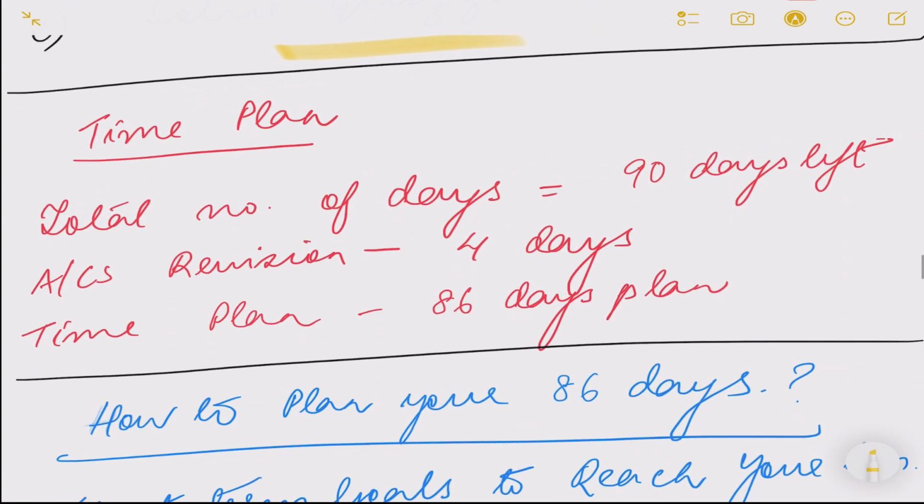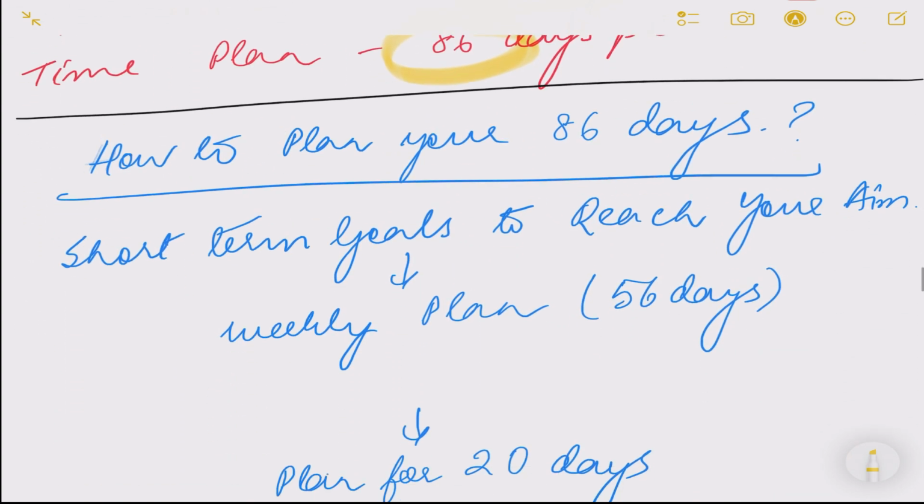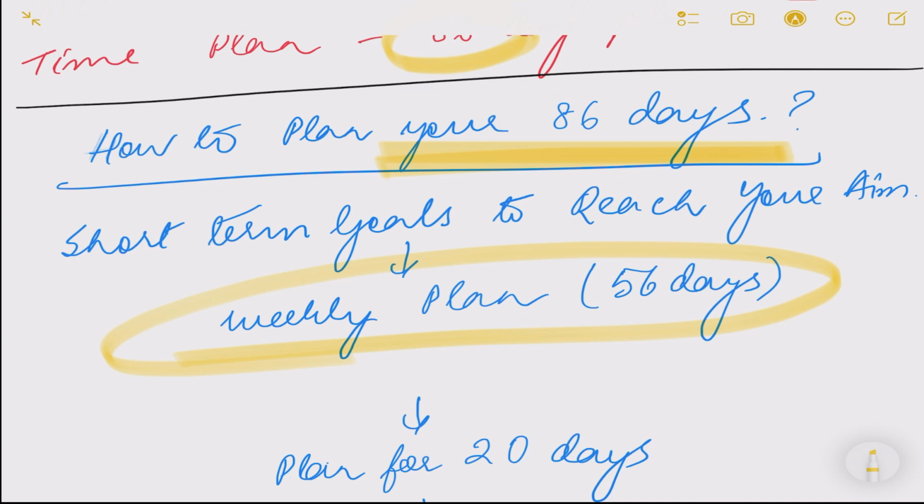Now if I look at the number of days left, you have got 90 days for accounts revision. If you take 4 days, you need to plan for 86 days. As of now, I want you to plan for 86 days, in which approximately 56 days, about 2 months, you need to complete your entire course nicely. If you're going for coaching, try to complete your coaching in 2 months, like 56 days. And if you're studying by yourself, also try to complete it in 56 days.